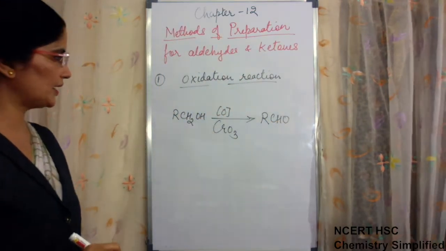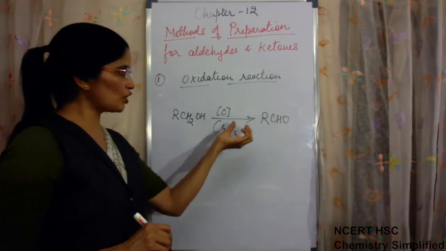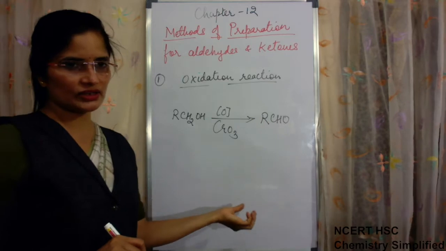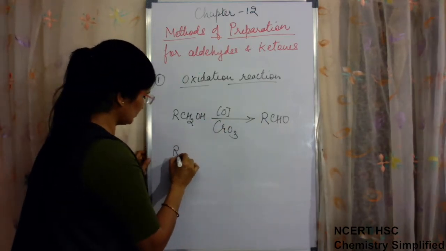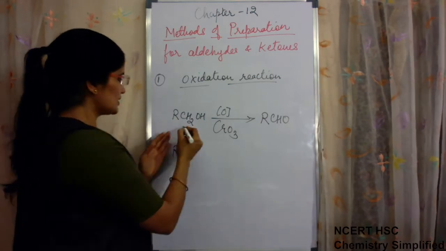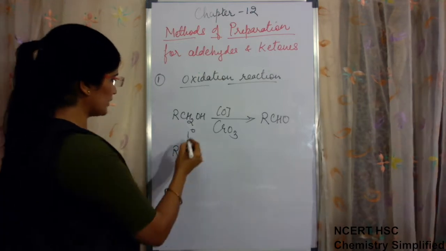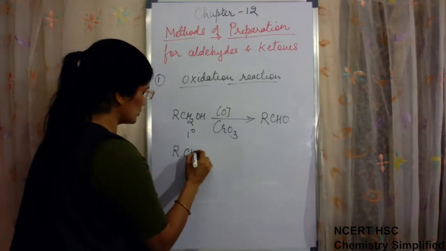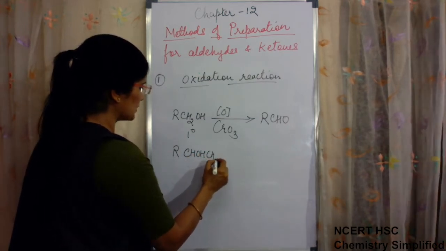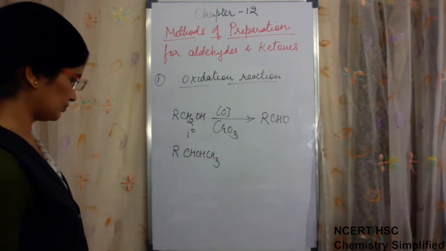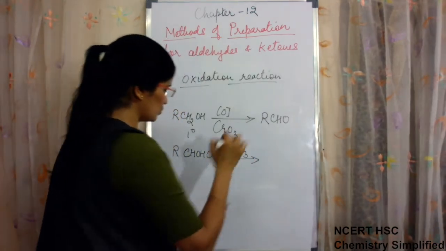Okay, aldehyde is obtained. We know that chromic anhydride stops the reaction at the aldehyde stage. It is not converted into acid. Instead of taking a 1 degree alcohol, in the same reaction, if we take a 2 degree alcohol, RCHOH and CH3, the same CrO3 is used.